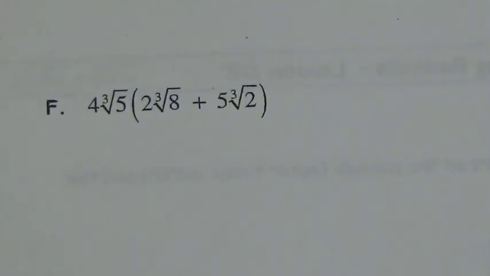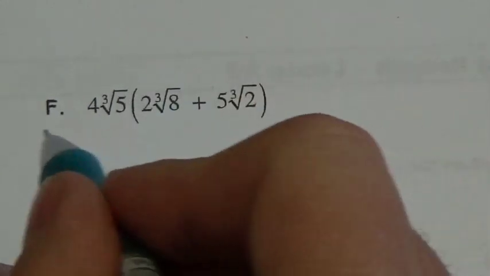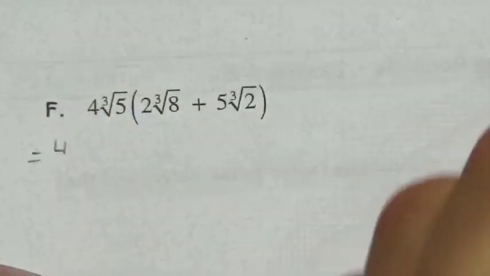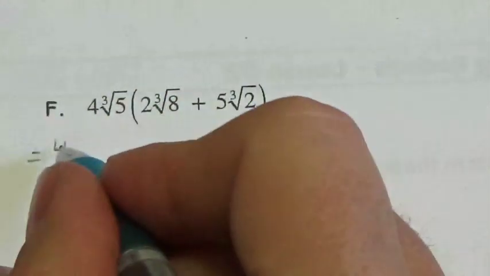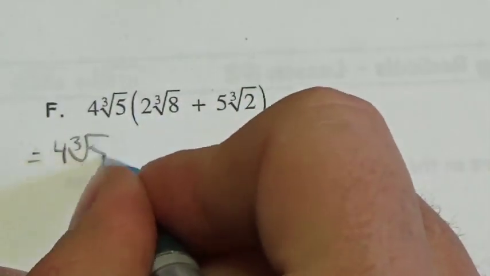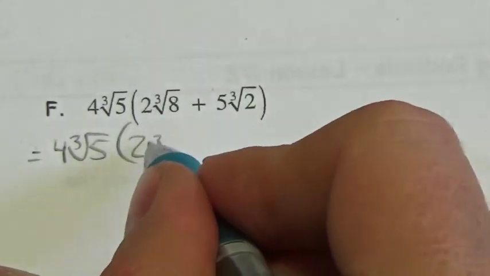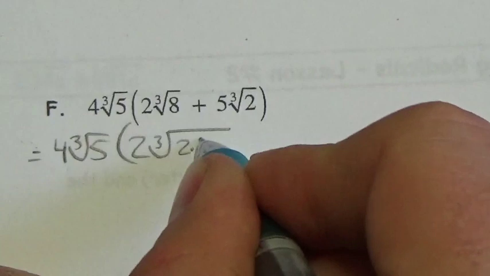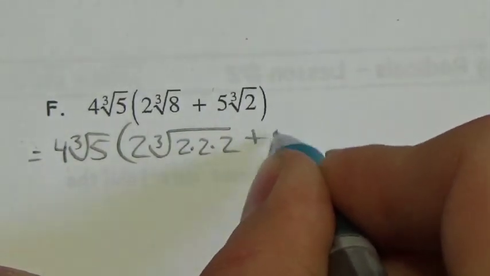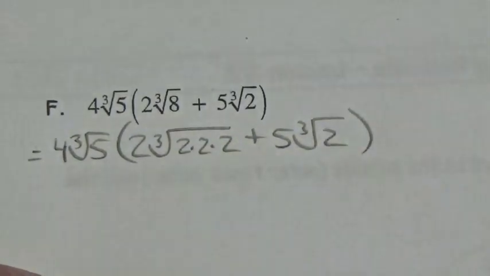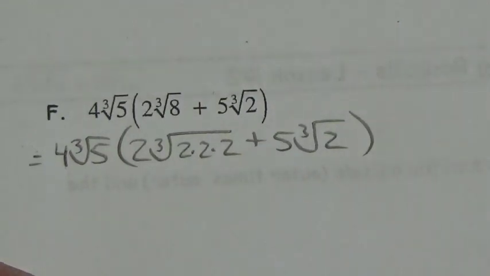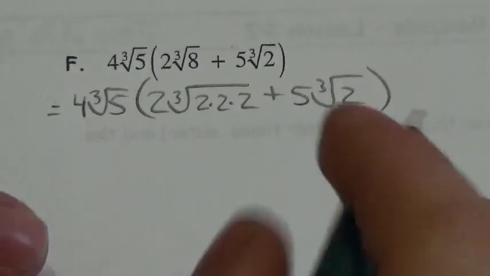Okay, so what makes this one different is really only that there's cube roots involved. Other than that, this is no different than what we were just doing. Again, this is a monomial, the way it's written, okay, because of that multiplication. I am going to simplify what's inside here. So 8 is 2 times 2 times 2. We've already played with that. And then 2 and 5 are both already prime factors, so that's as good as that's going to get.